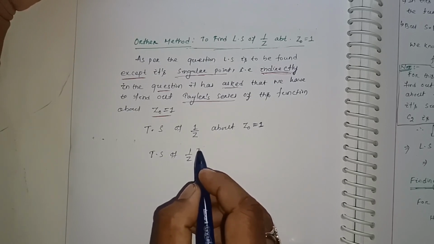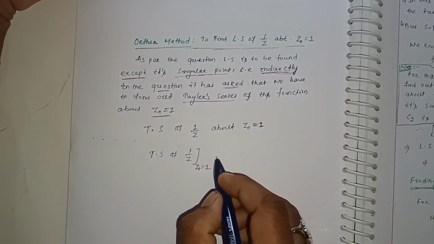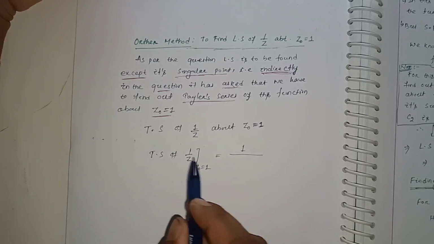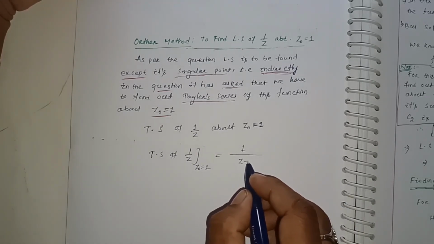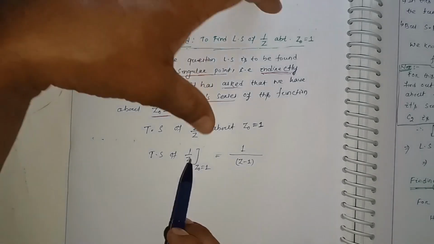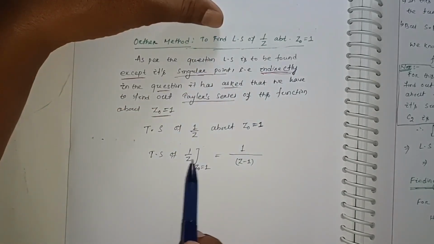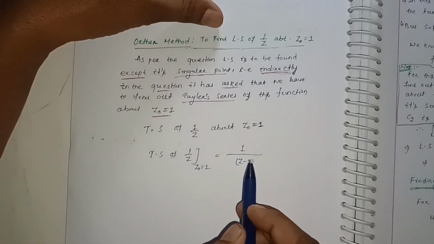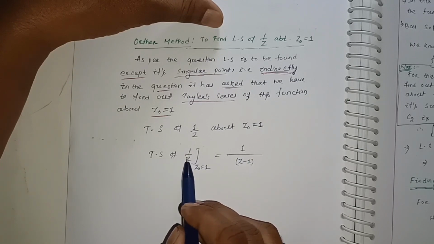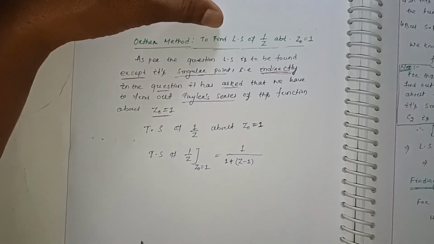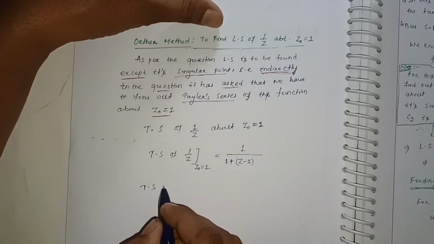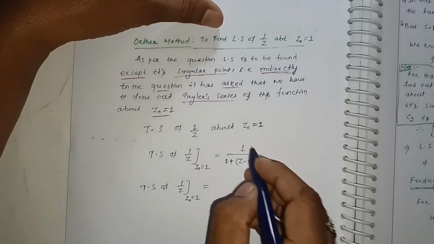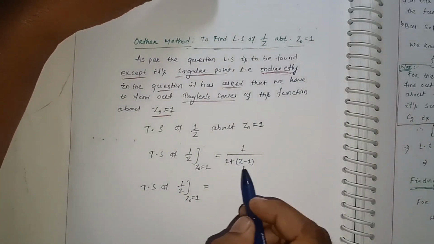Taylor series of 1 by z at z0 equal to 1. First, wherever there is z, we have to write z minus 1. So here I have written z minus 1. You can just match: this is 1 by z, here 1 by z minus 1. So what do I have to do with this denominator so that it matches the original function? I will add plus 1. So the Taylor series of 1 by z about z0 equal to 1 will be equal to the expansion of 1 by 1 plus z minus 1.